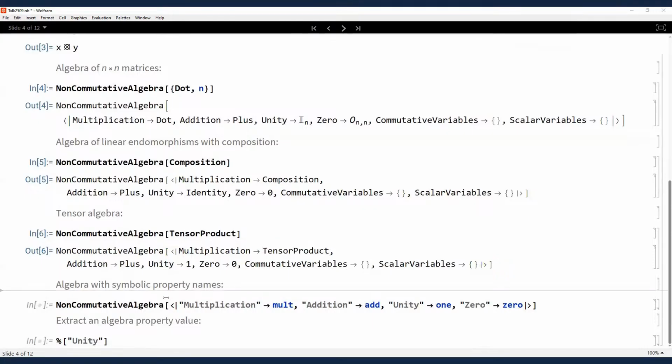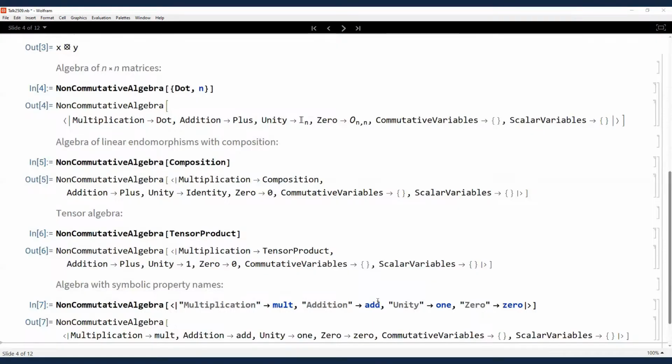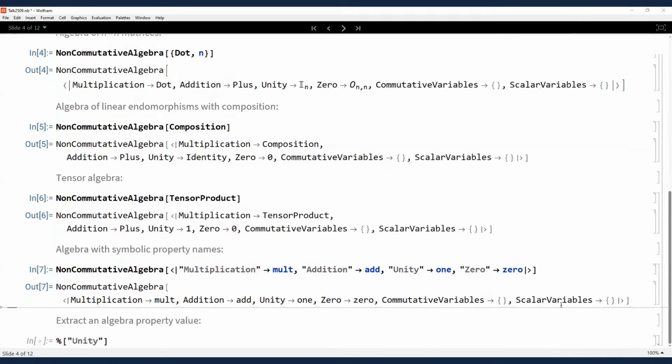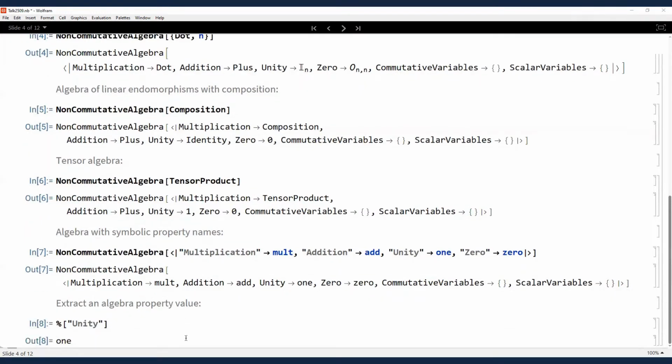And we can also give completely symbolic names for the algebra properties. So we can call multiplication mult, addition add, unity 1, and 0 is called 0. And here's how to extract the property value of an algebra. So this extracts unity from the previous algebra.